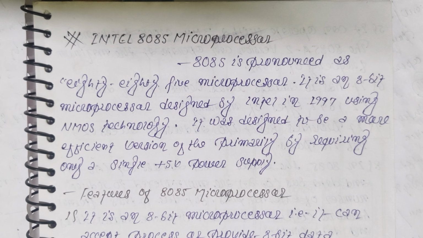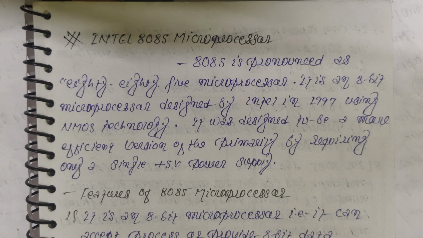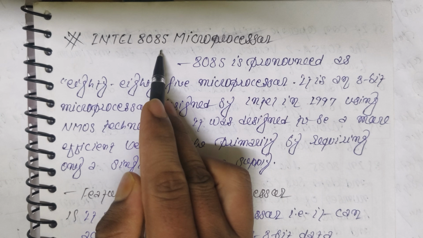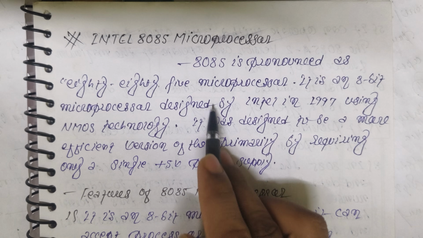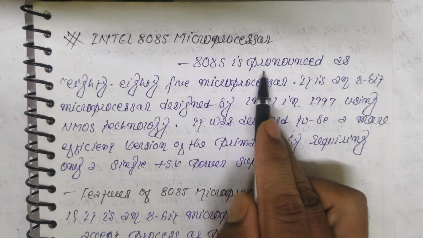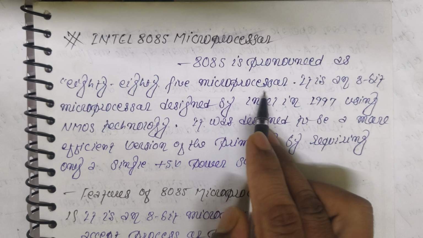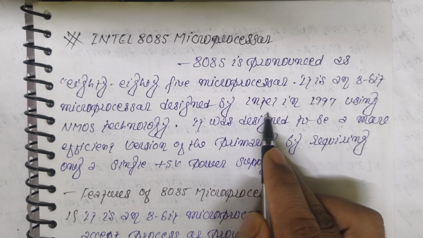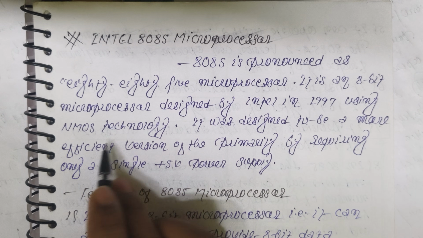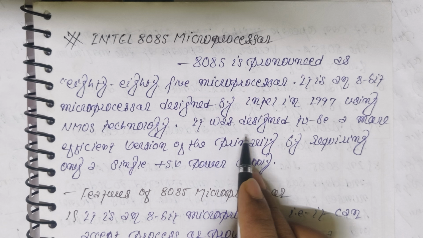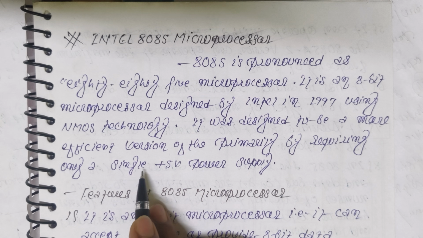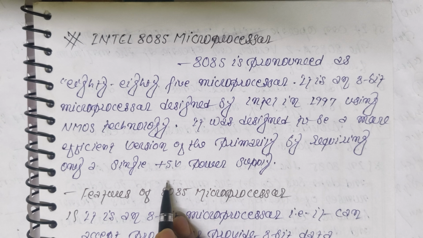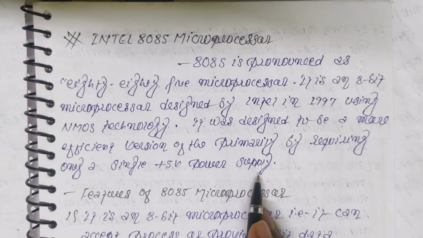Friends, today we discuss a very important topic of MSc Physics and for friends. Let's start now. Intel 8085 microprocessor. 8085 is pronounced as eighty-eighty-five microprocessor. It is an 8-bit microprocessor designed by Intel in 1977 using NMOS technology. It was designed to be a more efficient version of the 8080, primarily by requiring only a single plus 5-volt power supply.